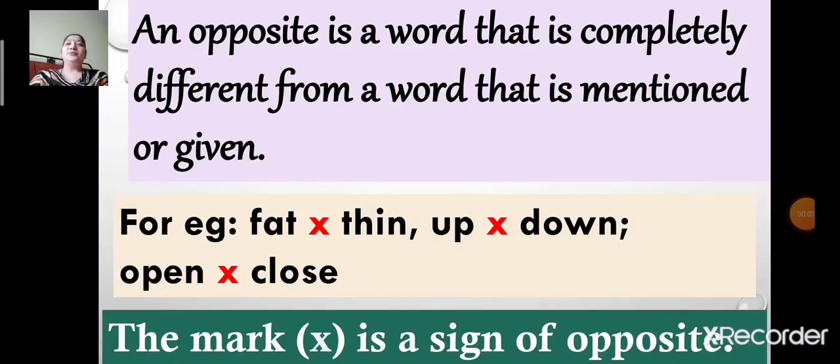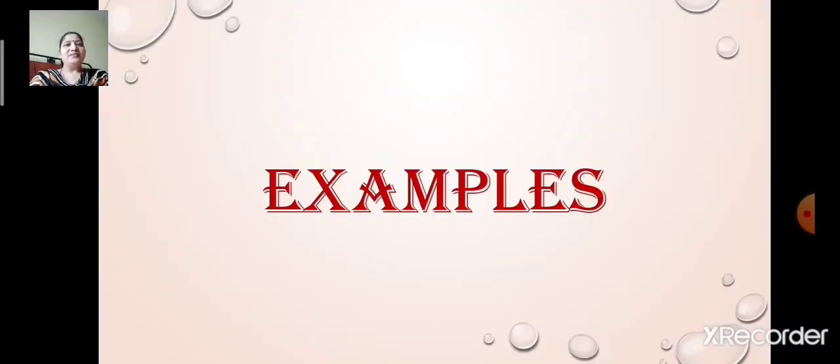So children, to distinguish between two opposites, we use the mark cross. Opposites are generally used when we compare two different things, when we are talking about two different people or two different things, then we use the opposite words. So children, shall we see some more opposite words? Let us see some more examples of opposites.